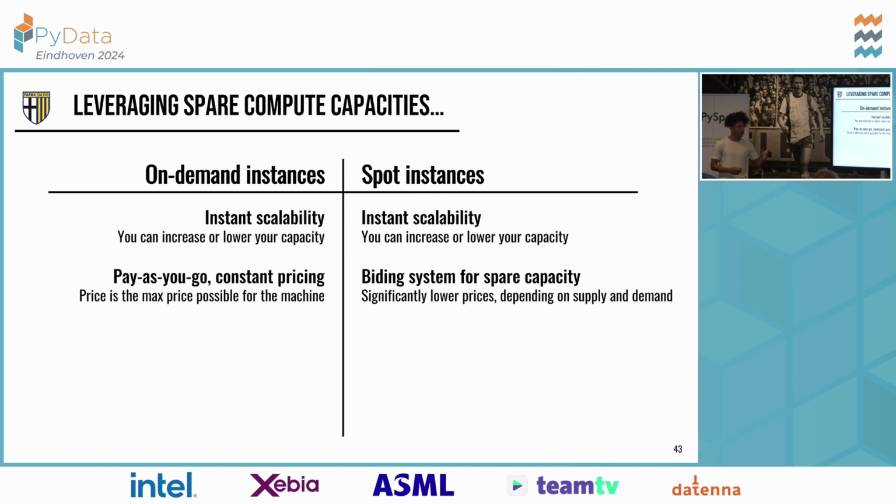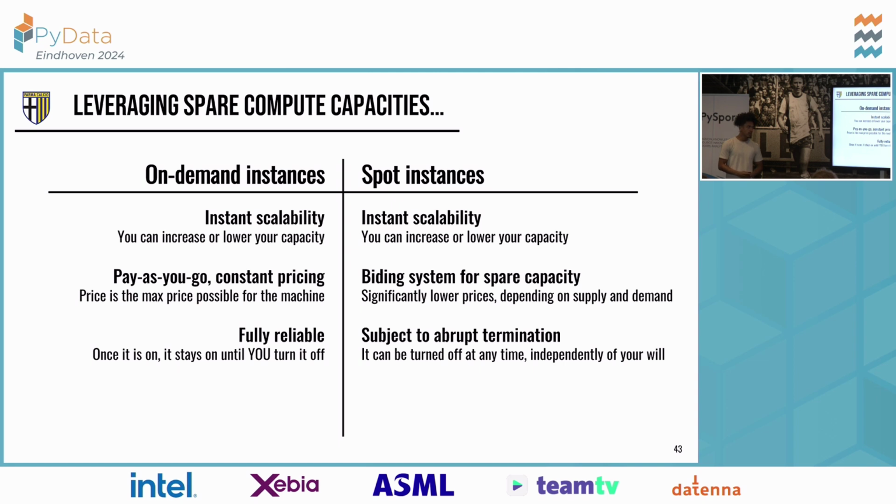It's different for spot instances, because spot instances are your cloud provider's unused capacity, and you have a market price that fluctuates over time depending on supply and demand. And you have to bid a price. If your bidding price is lower than the market price, you don't have any machine. If it's higher than the market price, you get a machine.